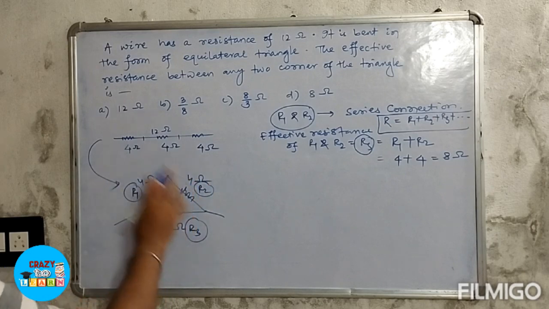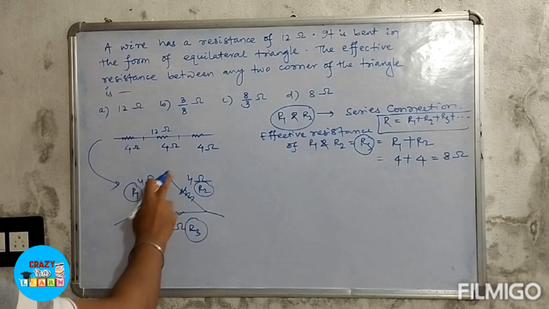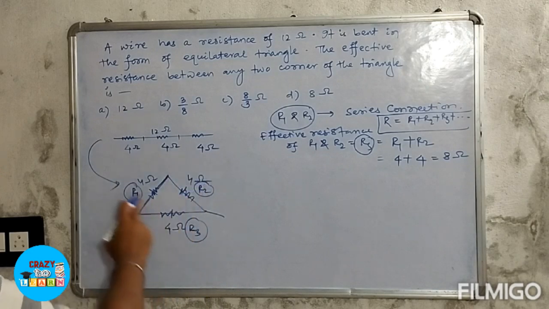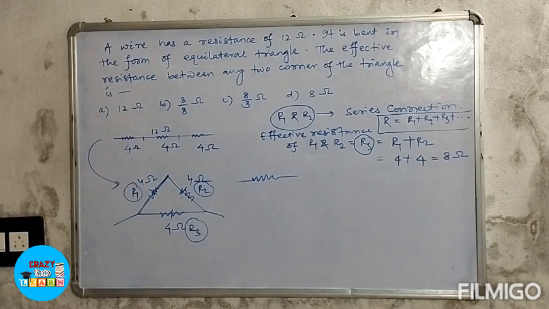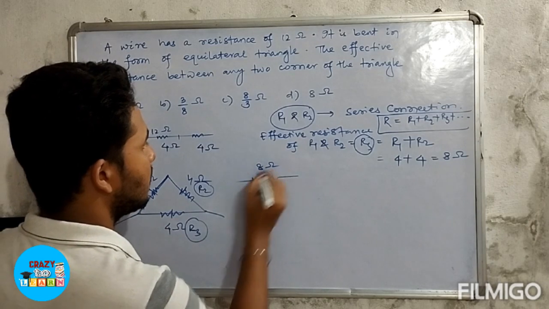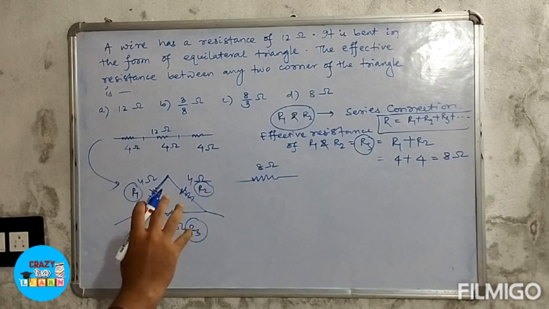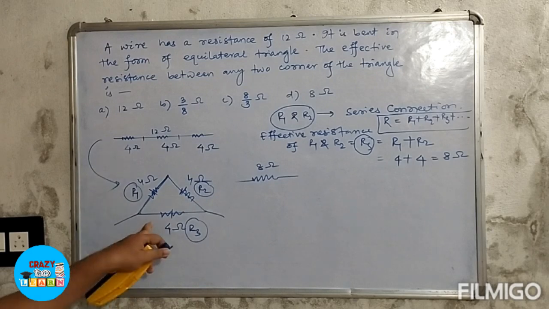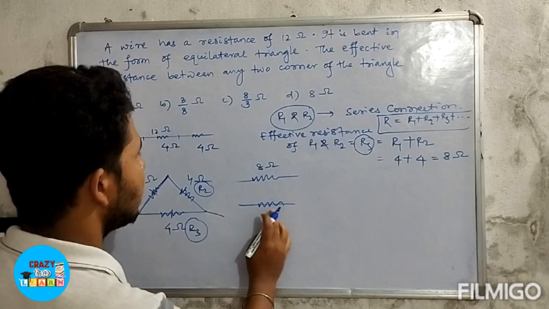Now these two resistances are converted to a single resistor. R1 and R2 are connected in series, so they are converted to an effective resistance. So now take these two resistors as a single resistor, R1 and R2 combined to make one resistor, whose resistance is 8 ohm. Now R3 is at the bottom part.